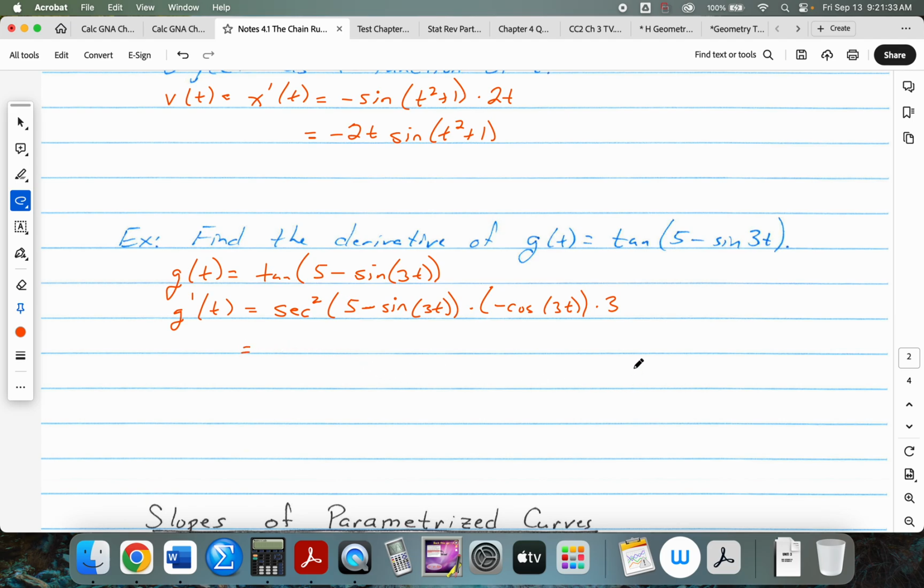Again, on this one, I would rewrite it. I would pull the constants out in front, the negative and the 3. So I would go negative 3 secant squared of 5 minus sine of 3t times cosine of 3t.